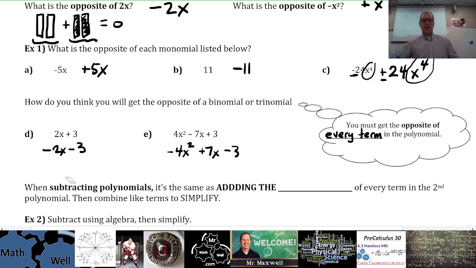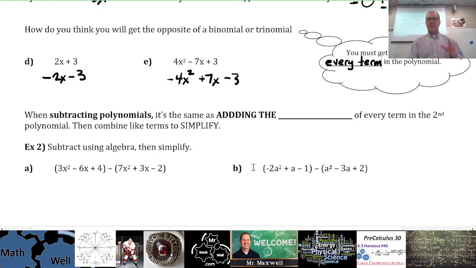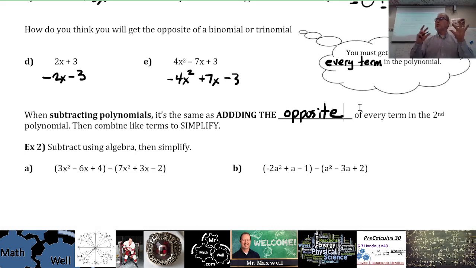Okay, any questions so far about opposites? Pretty easy, right? Okay, let me tell you how the opposites factor into subtracting. So, when subtracting polynomials, it's the same as adding the opposite of every term in the second polynomial. So the word that goes in here is opposite. When subtracting polynomials, it's the same as adding the opposite of every term in the second polynomial. Then you combine those terms to simplify like we did last couple sections, okay?